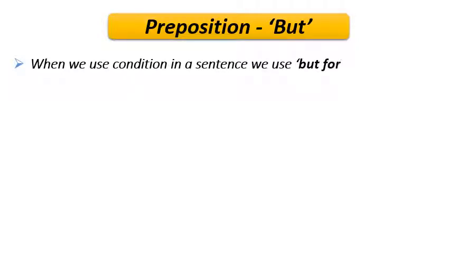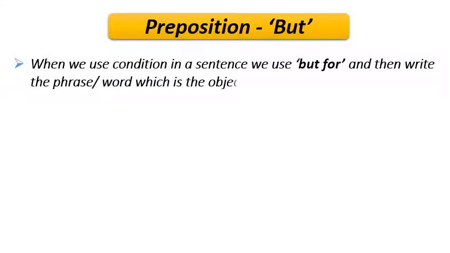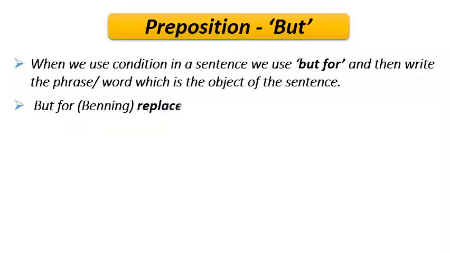What if you want to transform a sentence in a different way? So you can use the preposition but for followed by a phrase that acts as the object, or you can say that when we use condition in a sentence, we use but for and then write the phrase or word which is the object of the sentence. We write but for at the beginning of the sentence by replacing the if clause, followed by the noun of that particular sentence. So let us see a few examples to clarify it.